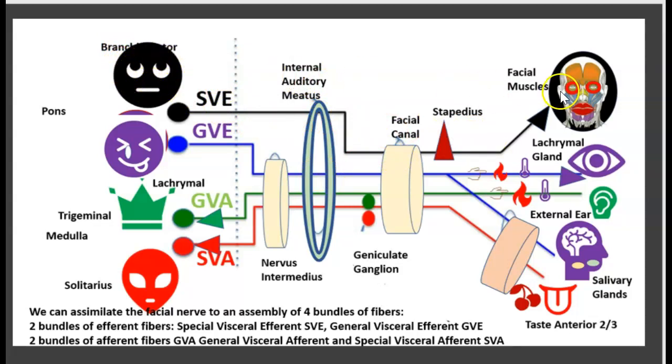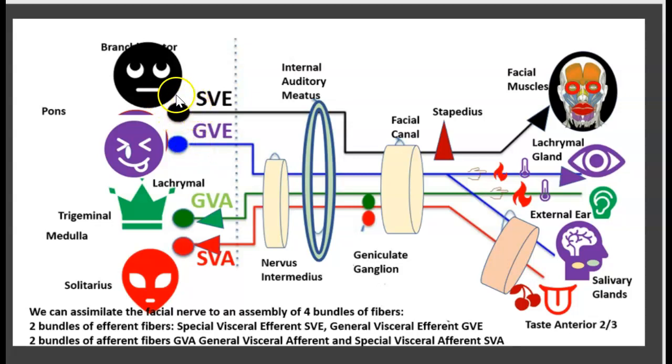branchiomotor nucleus to the muscles of facial expression via SVE fiber, and from the superior salivatory lacrimo-salivatory nucleus to the lacrimal gland through GVE fiber. Afferent fibers are coming from the external ear through GVA to the spinal trigeminal nucleus, and from the anterior 2/3 of the tongue through SVA fiber to the solitary nucleus.